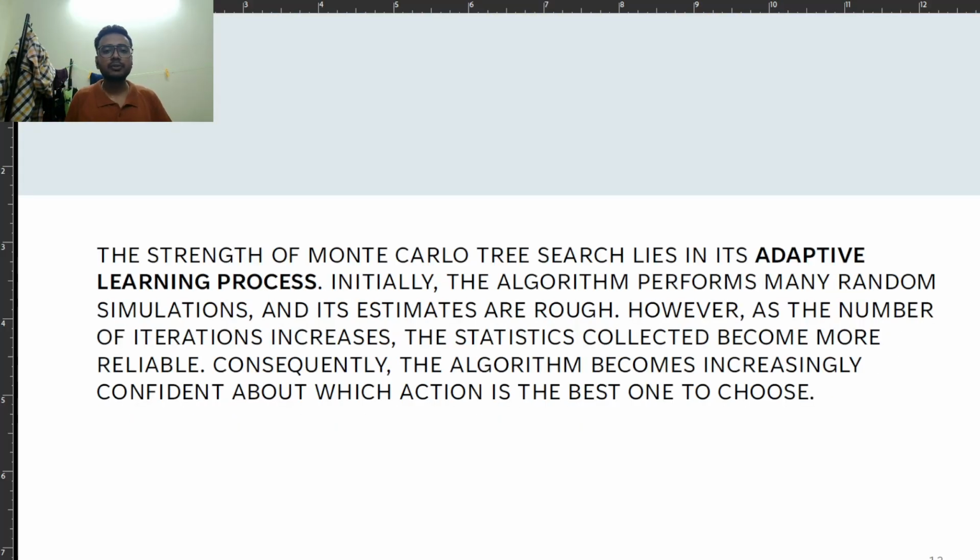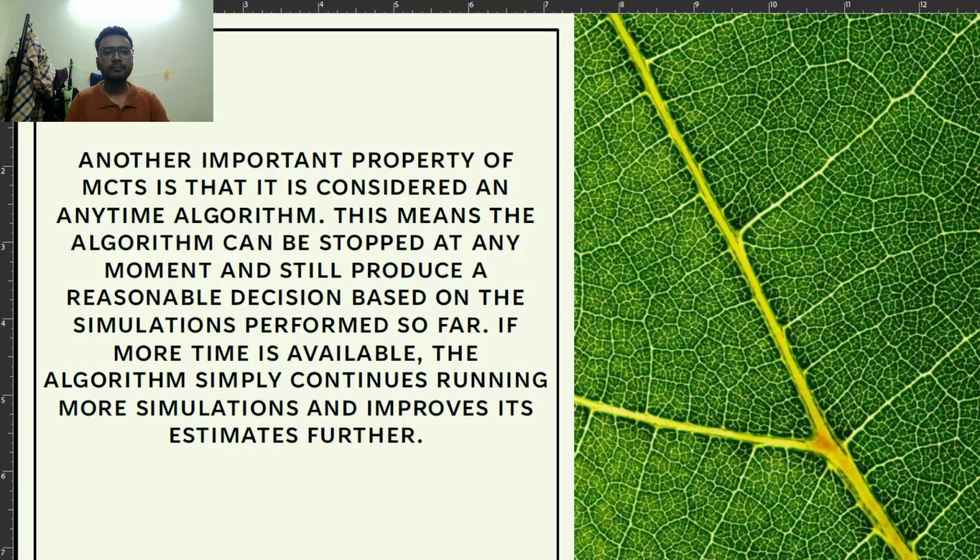Let's come to the next strength of this Monte Carlo algorithm, which is called the adaptive learning process. Initially, the algorithm performs many random simulations and its estimates are rough. However, as the number of iterations increases, the statistics collected become more reliable. Consequently, the algorithm becomes increasingly confident about which action is the best one to choose.